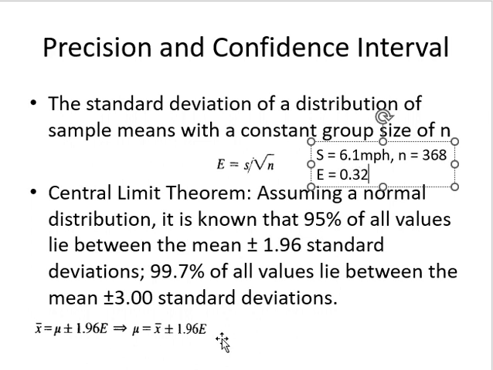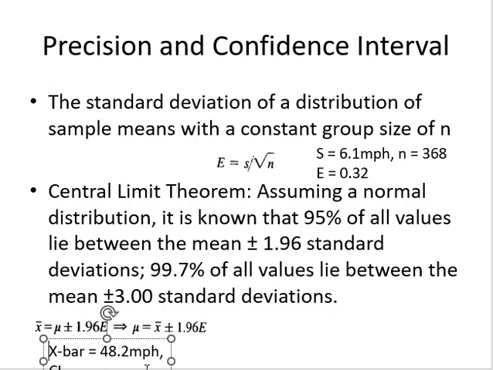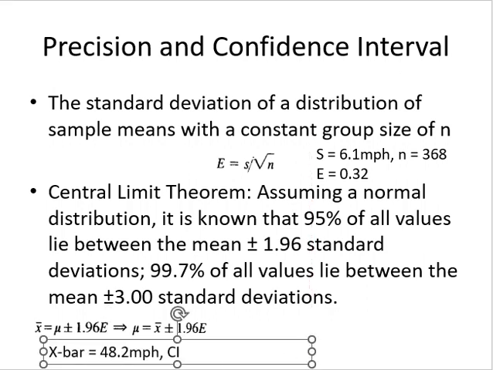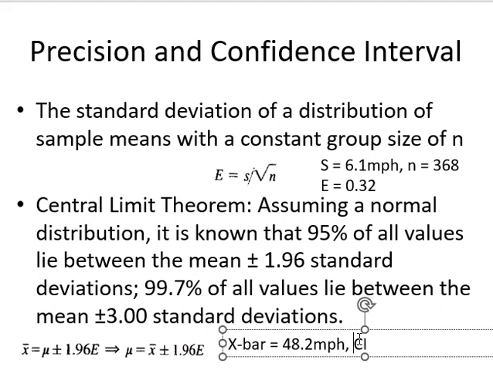Can you give me this value now? I only need the mean then, right? How much was the mean of my data? Just write X bar. 48.2 miles per hour. Okay, can you give me the confidence interval then? This value, mean plus 1.96 E. How much is it? 48.8.